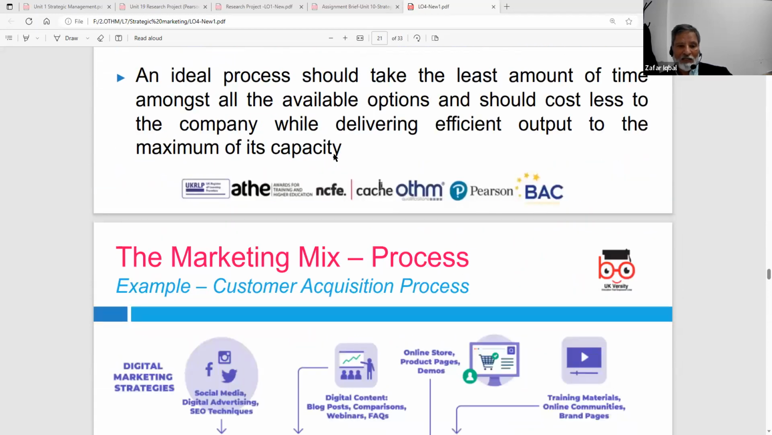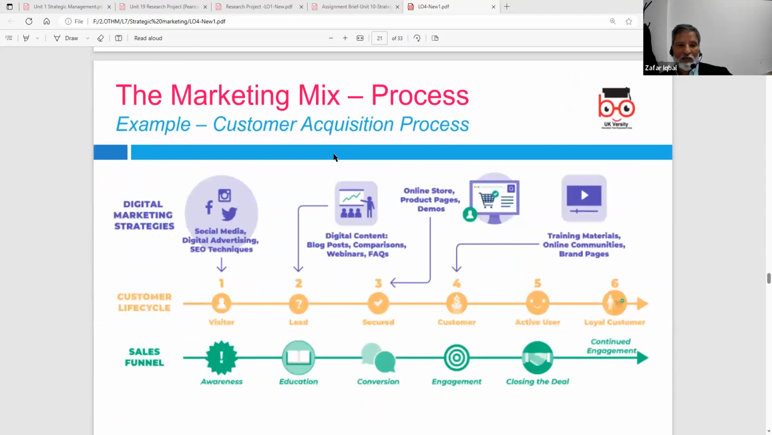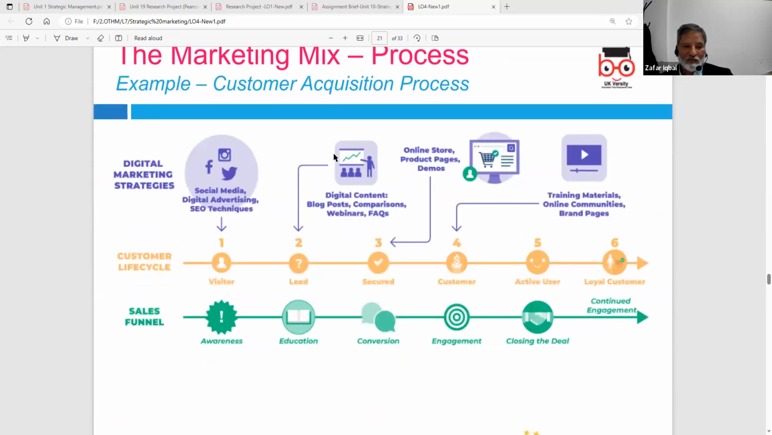Let's look at it diagrammatically. Example, the customer acquisition process, whereby we're talking about the customer life cycle. The customer life cycle is divided into a couple of stages. Number one, visitor: when a person visits a particular media channel or uses a digital channel. They may be using social media, social advertising, digital advertising or digital techniques.